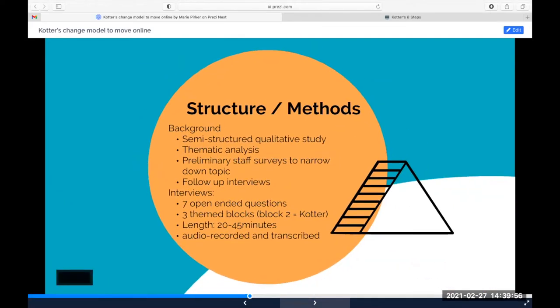Okay, so the structure and the methods. Our background was a semi-structured qualitative study with a thematic analysis. What does this mean? It's qualitative, so it's not based on quantity or numbers, but more on subjectivity and interviews, and it's based on a thematic analysis. We had staff take surveys last year, and we looked at those surveys to narrow down the topic to something that is interesting to everybody and that lots of people were involved in. That's how we got to communication and collaboration. In the staff survey, we asked if people would like to volunteer for interviews, and those interviews were the main data collection for this third research question.